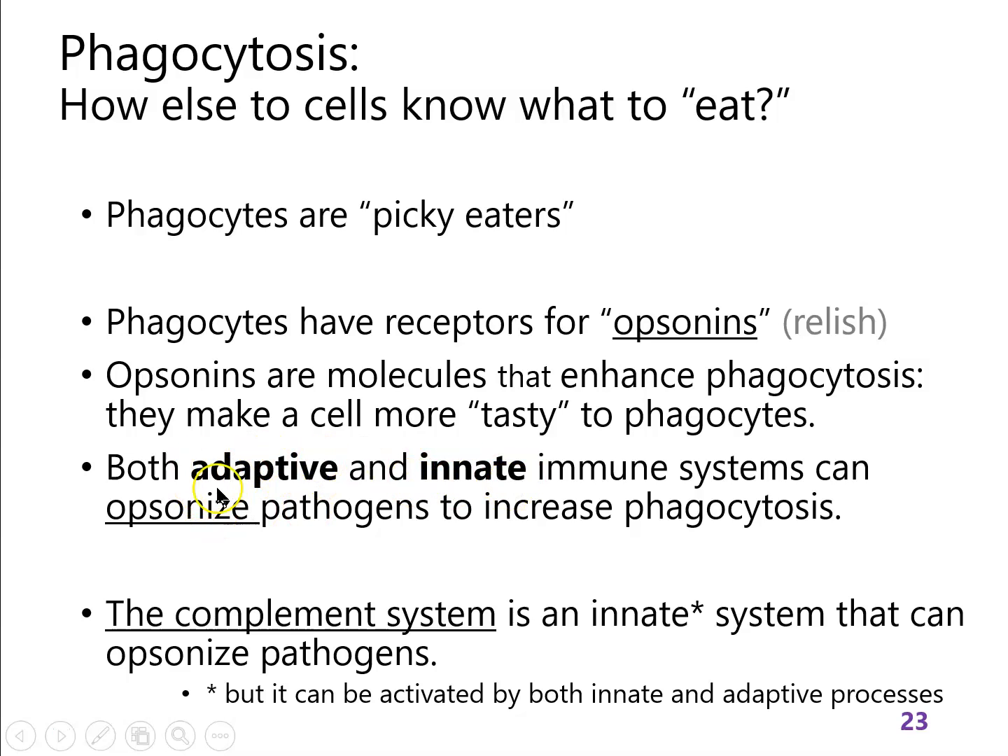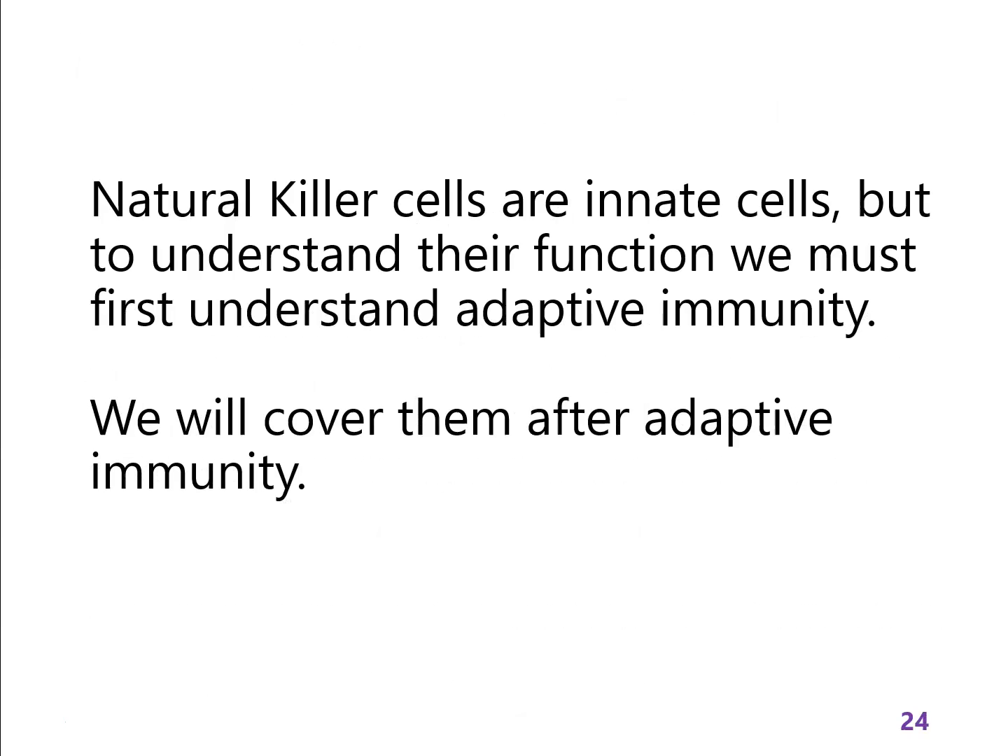Both parts of the immune system can opsonize pathogens. So the complement system, for example, can be driven by either system. It doesn't really fit in either system, but it can be driven by the innate system, and it can opsonize pathogens. Antibodies are completely adaptive. They can opsonize pathogens. So in both cases, what that does is make pathogens more appealing to phagocytes.